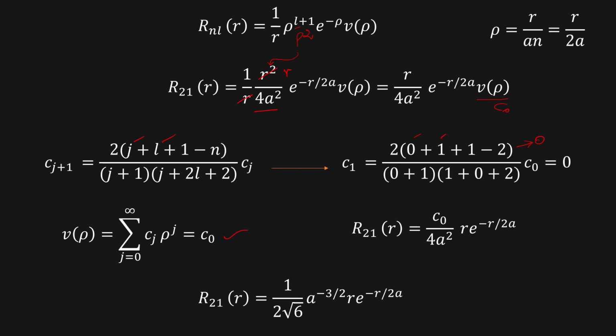Now our problem is to find the normalization constant C naught. By the usual method, you can calculate it, and you find C naught divided by 4a squared is 1 over 2 square root of 6, a power minus 3 over 2, times R, times exponential minus R over 2a. This normalization is the usual method you adopt. I don't want to repeat it, but it's simple and straightforward. So this is the way to construct the radial part of the wave function.